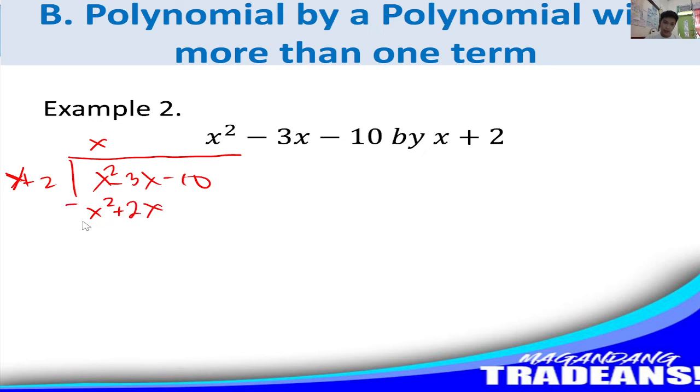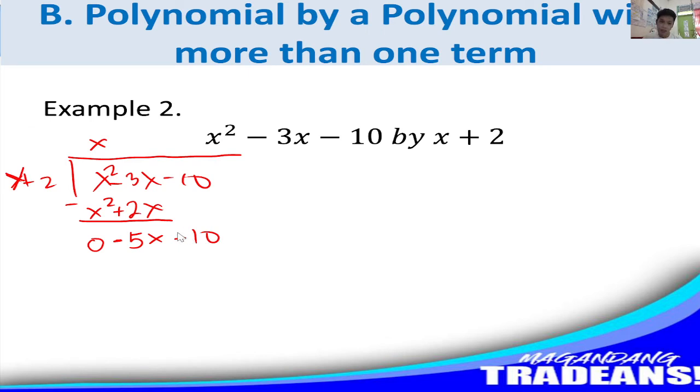Then you are going to subtract that one. X squared minus x squared, that becomes 0. Okay, negative 3 minus 2, negative, negative. So, ang utang, dinagdagan ng utang, magiging 5 na siya. Then, 5x, yan na yung utang mo na bago. Negative 5x. Then, you bring down minus 10.